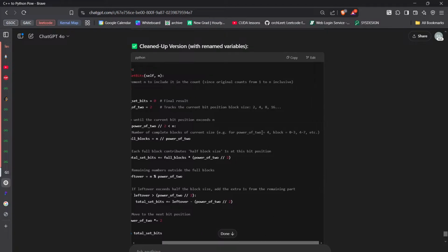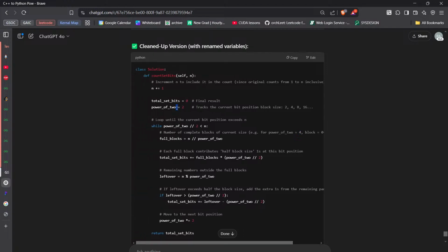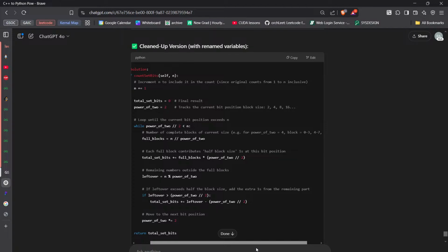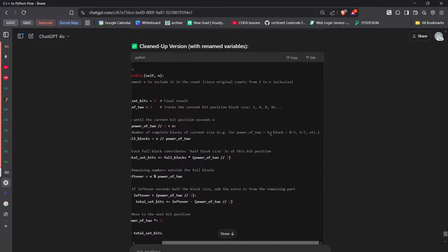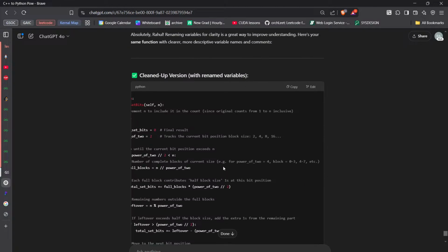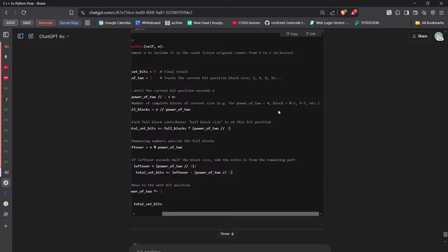For power of 2 equal to 4, for power of 2 of 4, what did we take first? Power of 2 we took 2. For power of 2 equal to 4, blocks are 0 to 3 and 4 to 7. What are you saying? This is going over my head. For power of 2 equal to 4, blocks are 0 to 3, 4 to 7.